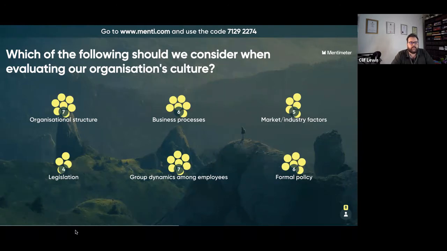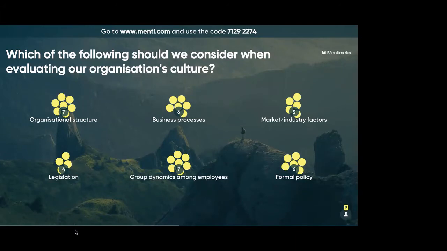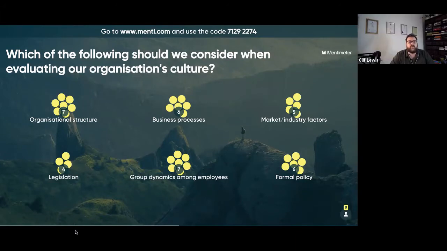So it looks like we're saying organizational culture should be considered from the perspective of how we structure our organization and group dynamics, and not so much legislation, some policy, some market factors. Okay, so this is kind of a trick question. All of these are applicable, actually. However, they are applicable based on your specific business environment.